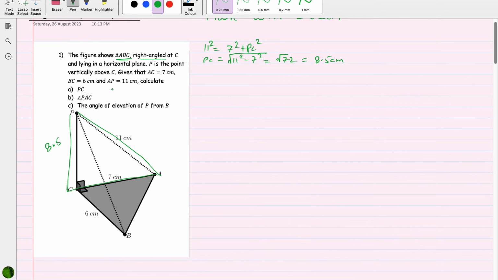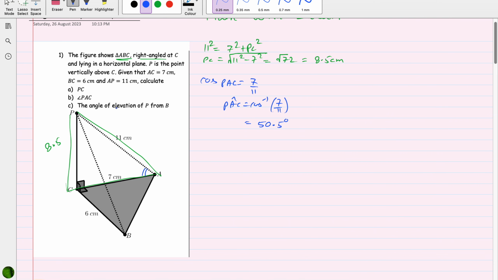The second part says find angle PAC. For PAC, you need to find this angle. I am going for cos. So cos of PAC is base over hypotenuse. So PAC is cos inverse of 7 by 11. And the answer is 50.5 degrees, again to 1 decimal place.